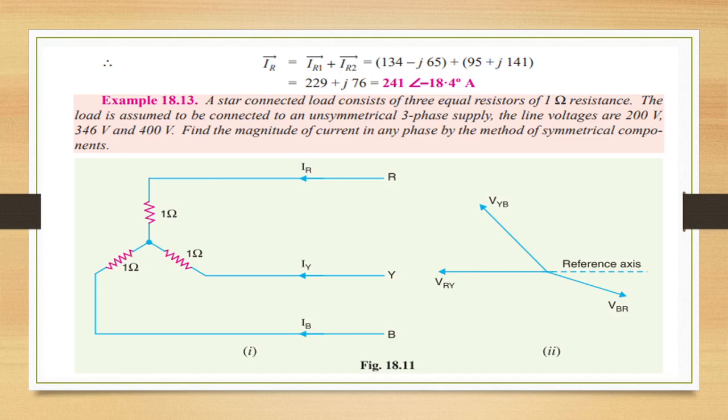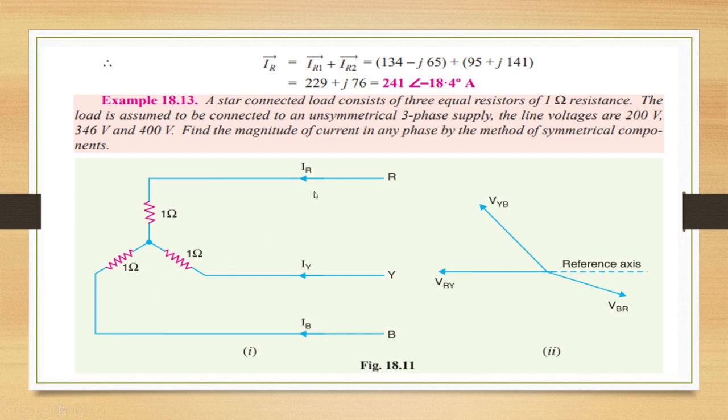Next numerical: a star connected load consists of three equal resistors of 1 ohm resistance. The load is assumed to be connected to an unsymmetrical three-phase supply. Line voltages are 200 volts, 346 volts and 400 volts. Find the magnitude of current in any phase by the method of symmetrical components.